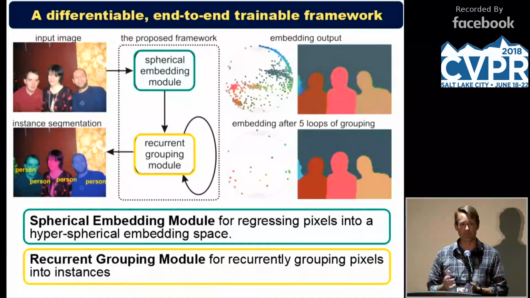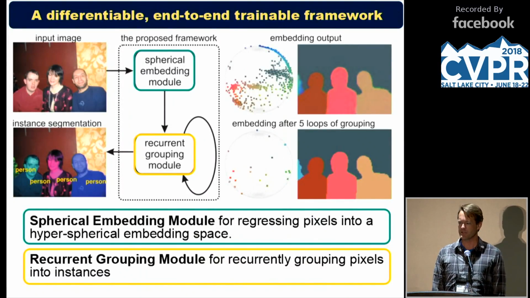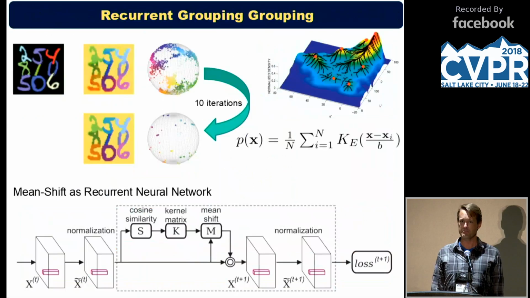So of course, just training with this loss function doesn't actually give you fixed labels in this space. So in addition, we add a recurrent grouping module which serves to collapse those embedding vectors for a given instance into a single label. This recurrent grouping module is built on the idea of mean shift clustering.